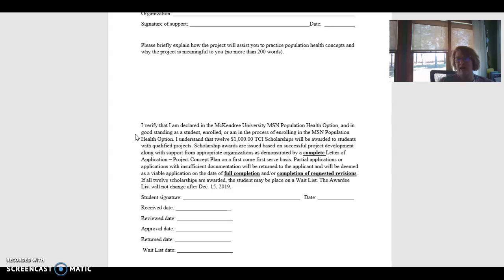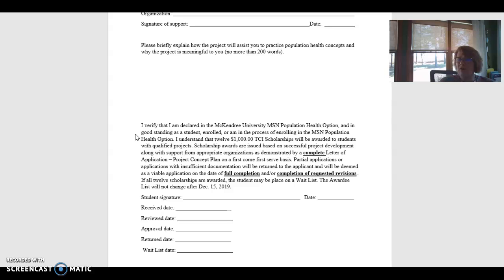So all of the applications, or the concept plans, are due by December the 15th. I do want to let you know that there are 12 scholarships available, and they will be awarded on a first come, first serve basis. So as we get a viable application, we will start awarding those particular scholarships. So if you have any questions about the application process, please let me know.